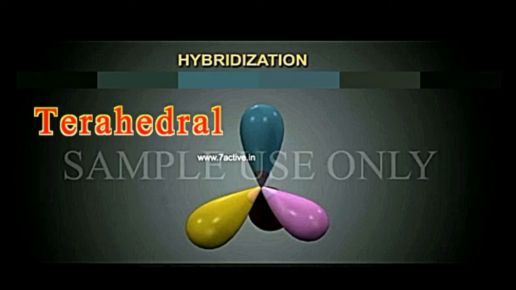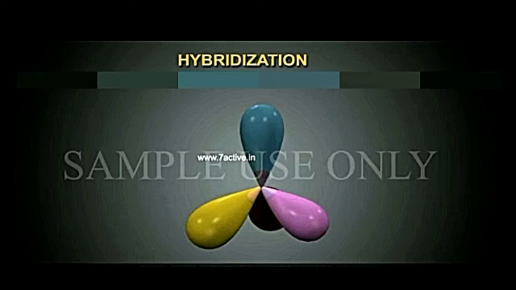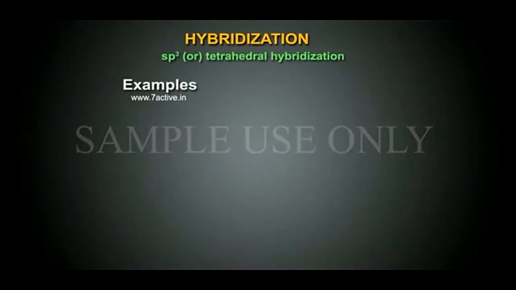Each hybrid orbital has 3/4 p character and 1/4 s character. The 4 electrons of carbon enter these 4 hybrid orbitals, so that each hybrid orbital is filled with 1 electron, and they are in a position to take part in normal covalent bonding. Examples: methane and ethane.